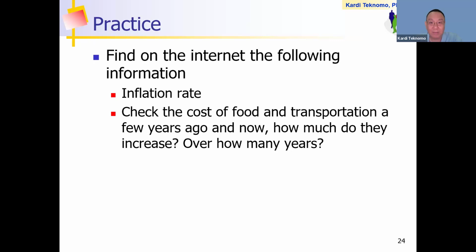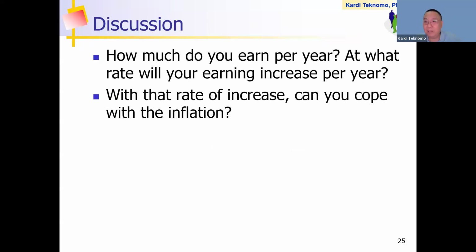Later we can practice that. It's the same thing. How much do you actually earn per year, and at what rate is your earning increased per year, and at what rate of increase can you cope with that inflation or not? This is crucial, because if your rate of increase in earning does not cope with the inflation, that means over time your quality of life reduces. If it is the same as inflation, that means you are just keeping exactly the same.